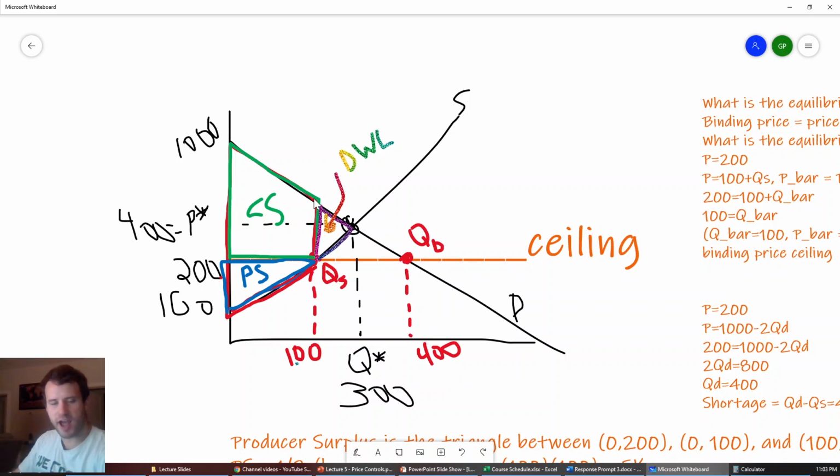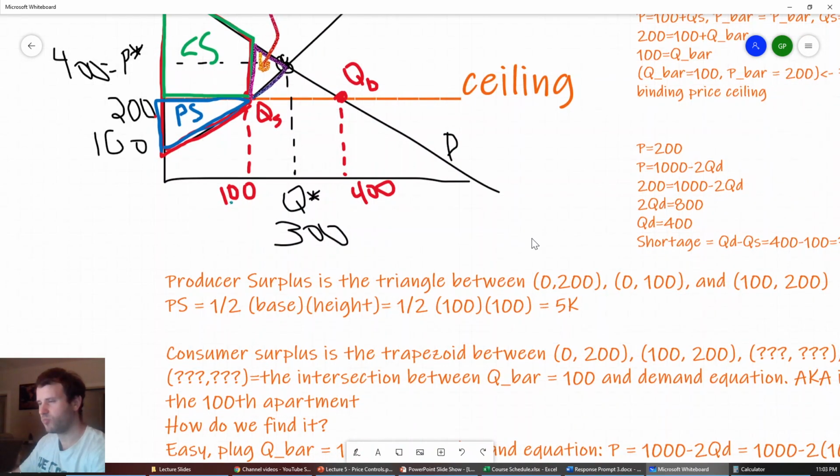Okay, so you have 800, and this is 200, so this height is going to be 600. And then you have 1,000, and this is 200, so this height's going to be 800. And then you have the base of 100. So the area is 1/2 times (height 1 plus height 2) times the base. The area is 1/2 times (800 plus 600) times 100. So that should be, I think it was 70K. All right.